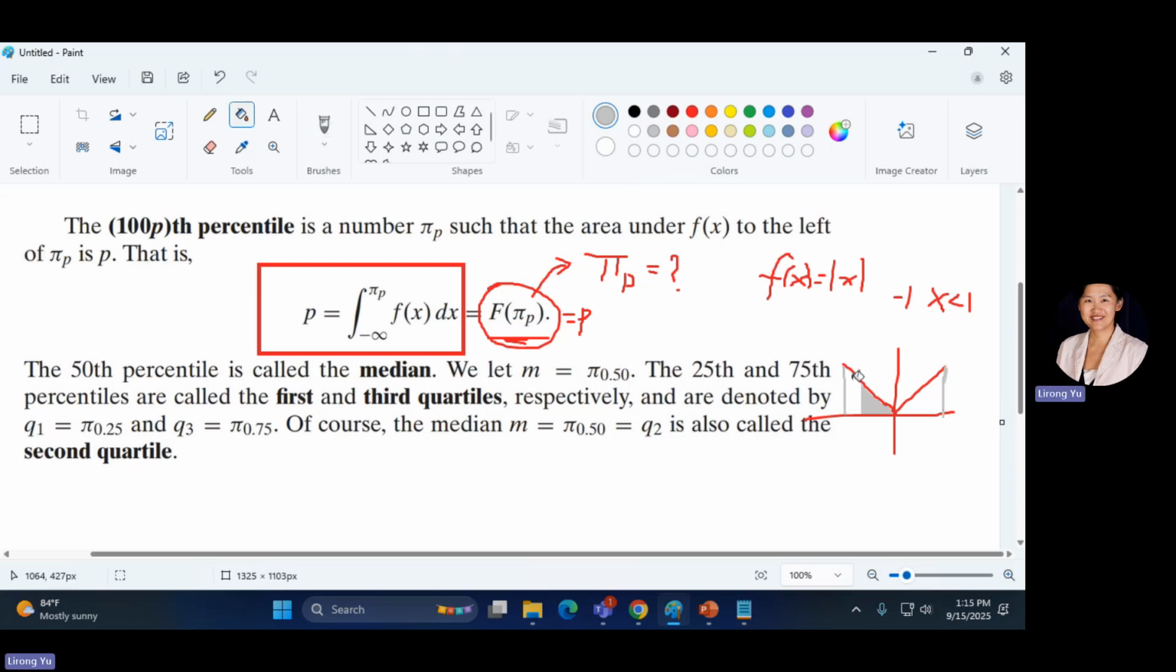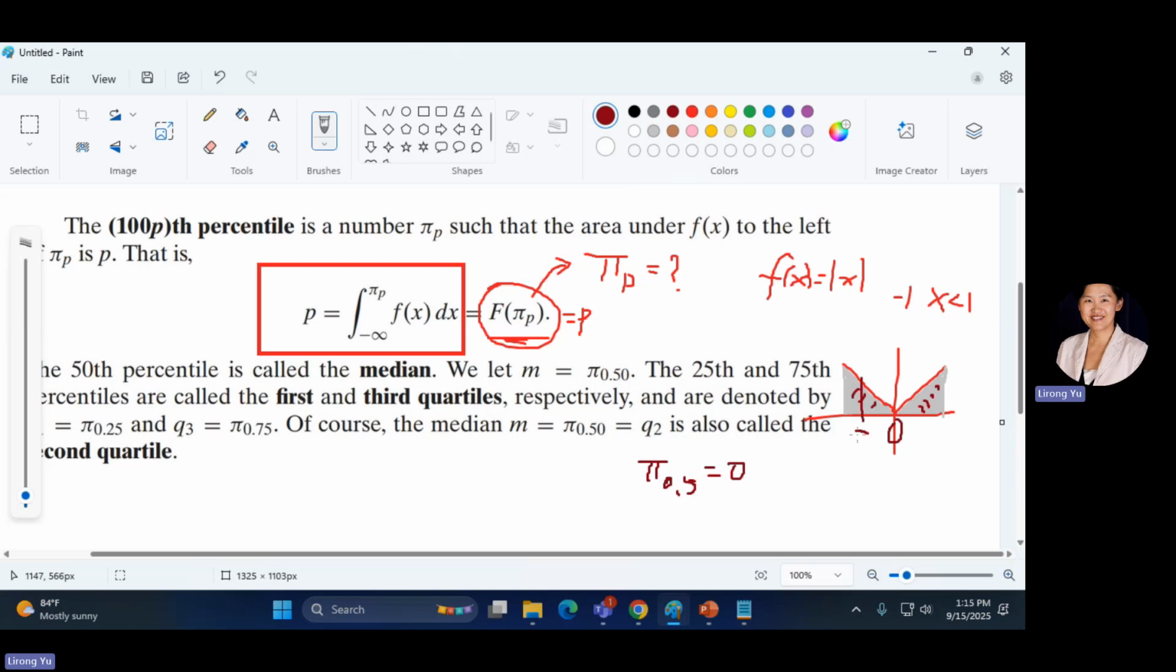Getting close. Right, so we know for sure that this is zero. It's 50% on the left, 50% on the right, so we know pi 0.5, the 50th percentile, is zero. Okay, so now the question will be, what about 25%?